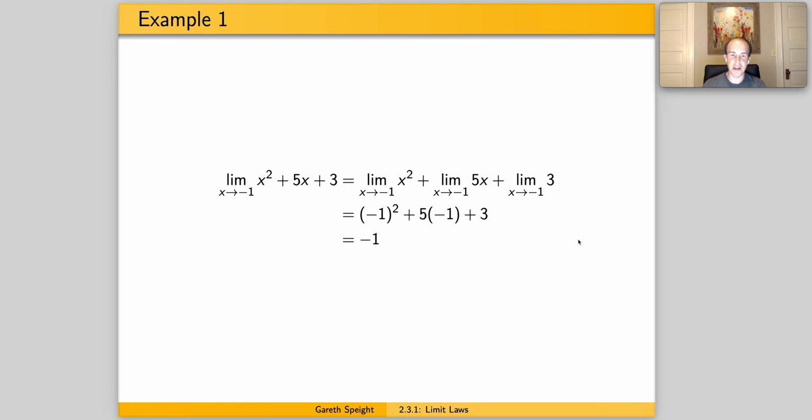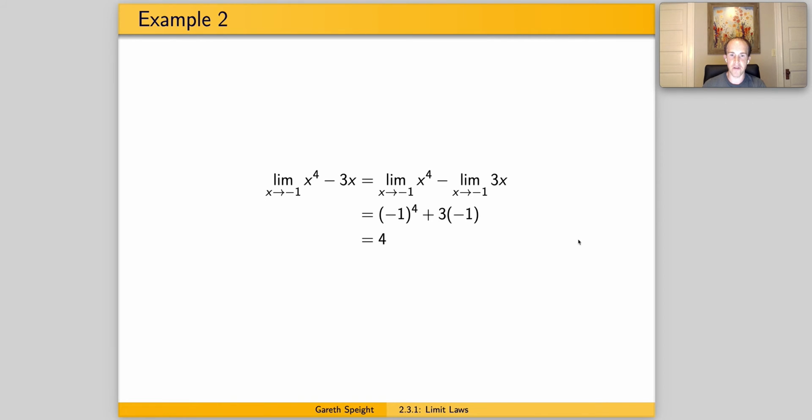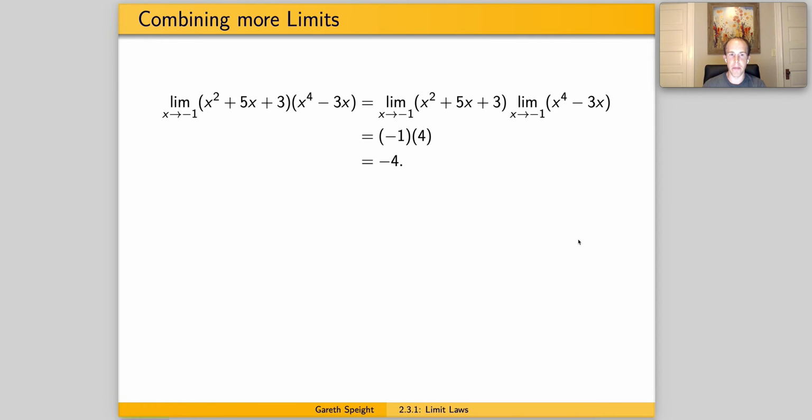Okay, so we said the limit of this one was minus 1, the limit of this one was 4. And these were already pretty complicated looking expressions, but we can even go ahead and combine them. So here I want to look at the limit of this huge mess. And rather than expand everything and try to use the rules again, let's just notice that we already calculated the limit of this first term, and we already calculated the limit of this second term, and it's a product. So the limit of a product is the product of the limits.